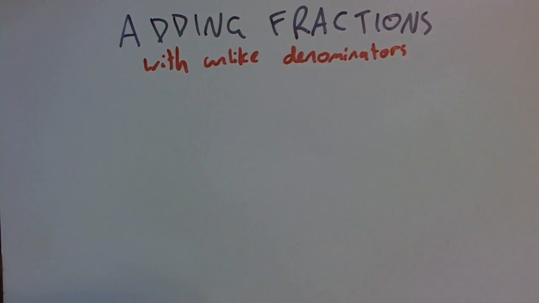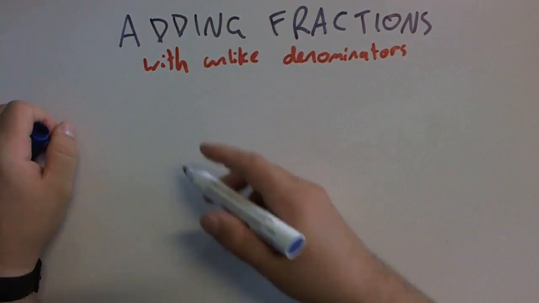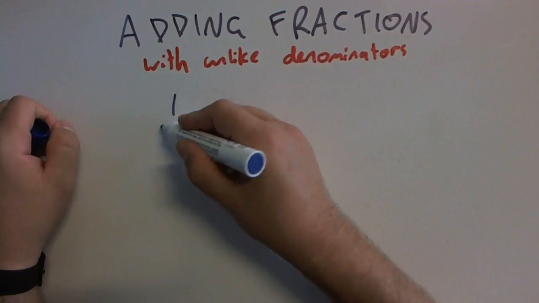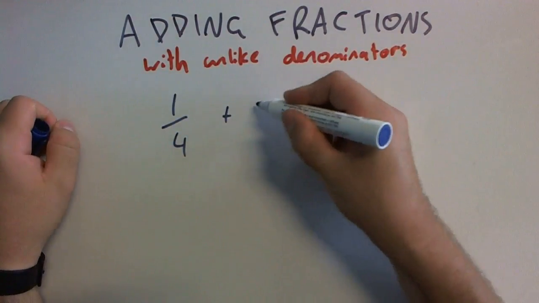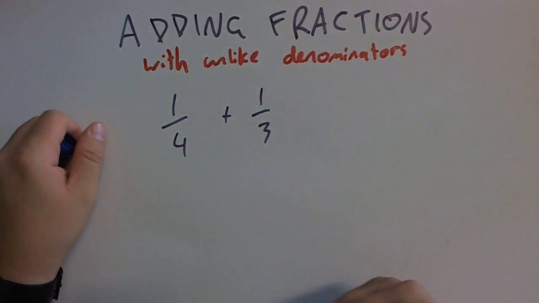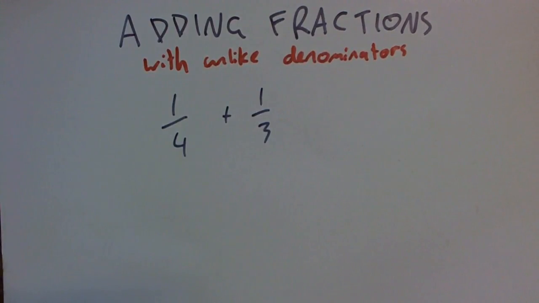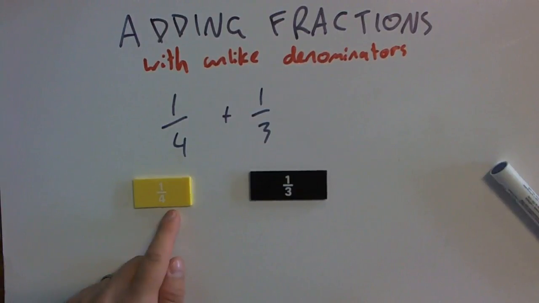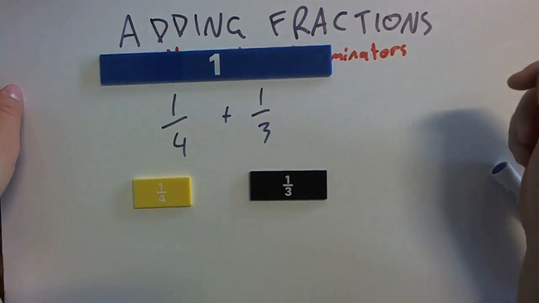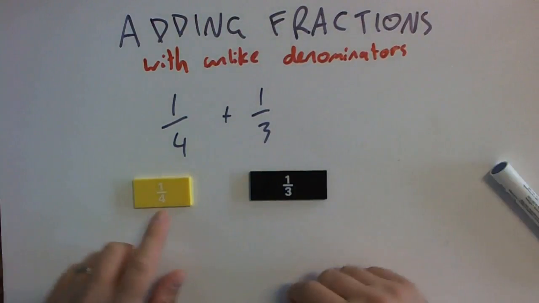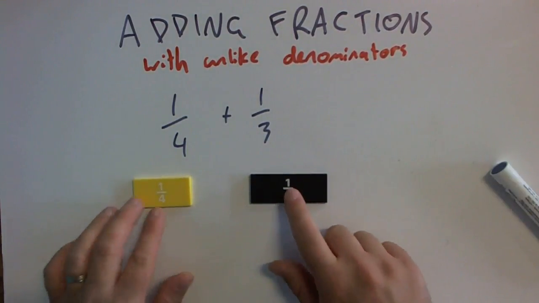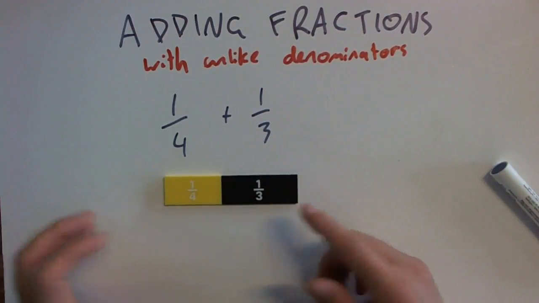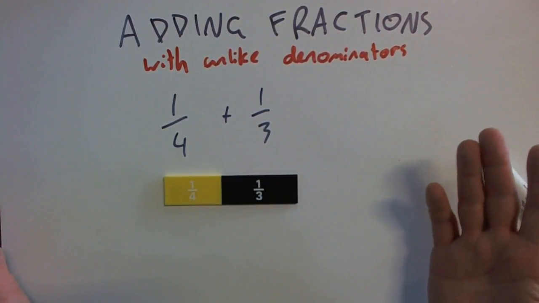Adding fractions with unlike denominators. An example of a question where they have unlike denominators is something like this: 1/4 plus 1/3. Now if I try and visualize that, here's 1/4. For reference, here's 1 whole. So 1/4 plus 1/3. I try and add them together, and it's meaningless.